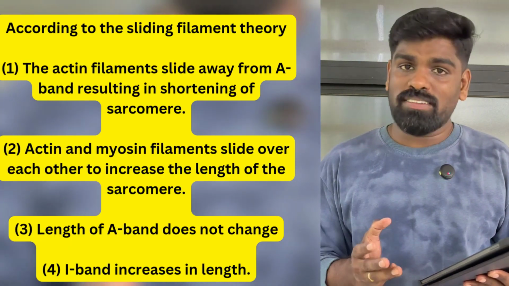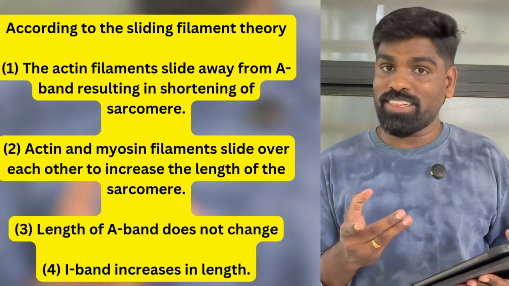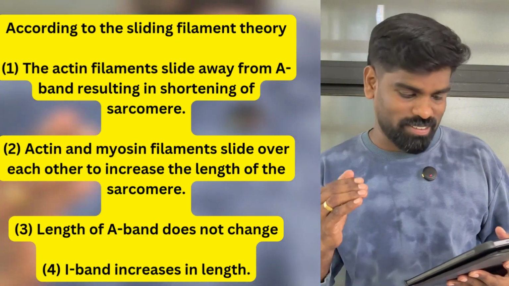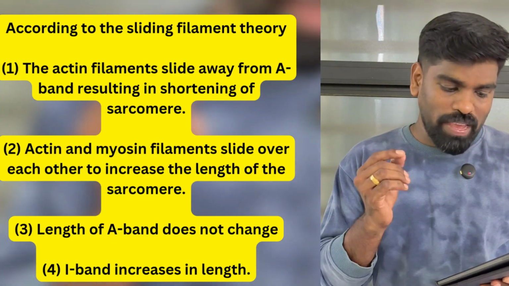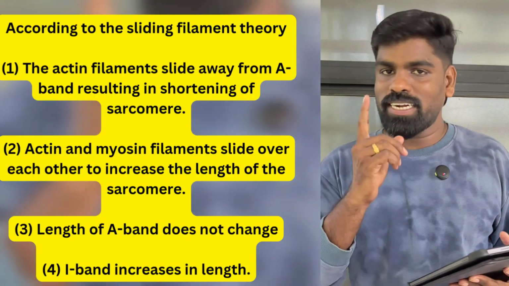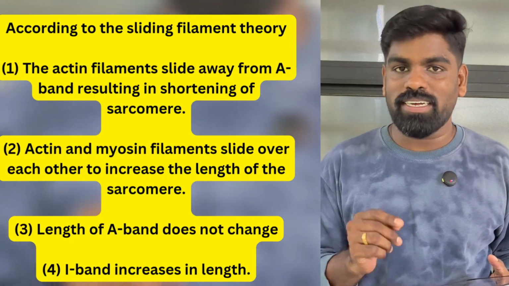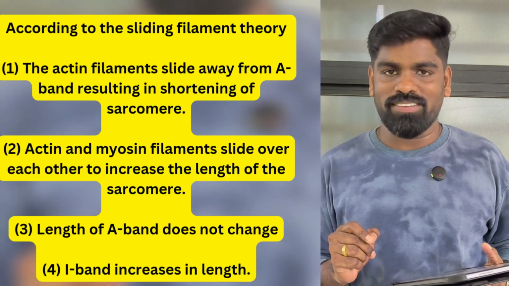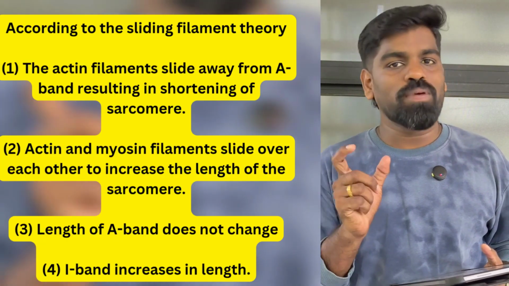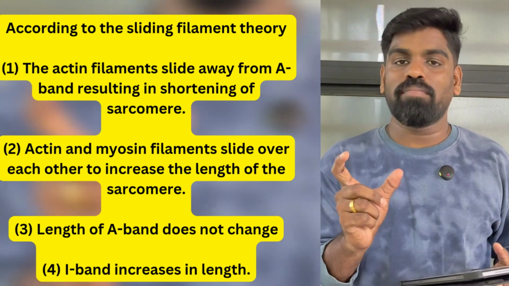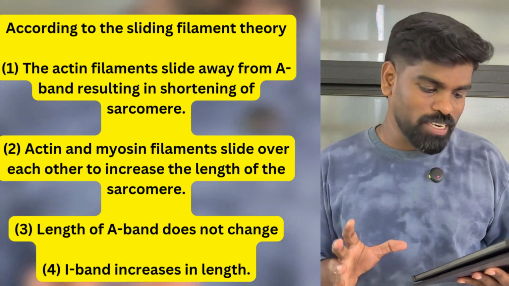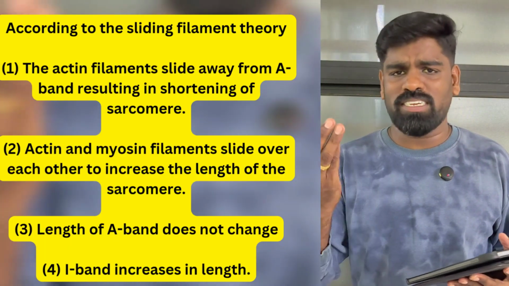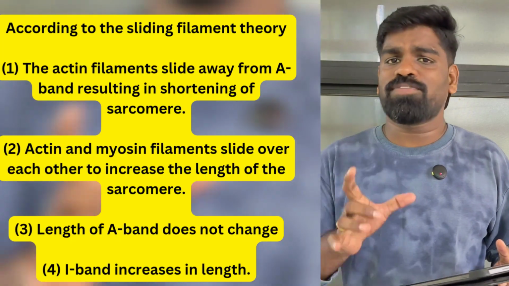Now the second option: actin and myosin filaments slide over each other to increase the length of sarcomere. That is wrong, because the sarcomere's length is shortened, or decreases. The length of A band does not change. We already discussed that the H zone disappears and the I band reduces. The sarcomere shortens, but the length of A band does not change. Now, I band increases in length. Of course that is wrong, because it decreases in length. So this is the first question.